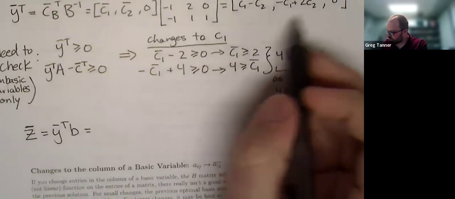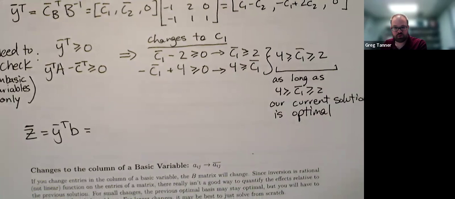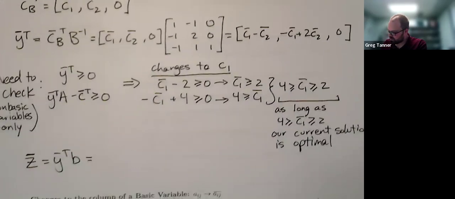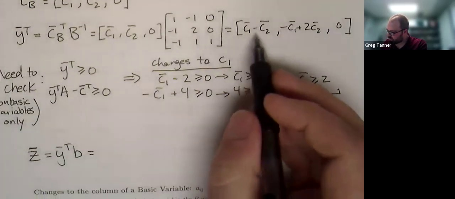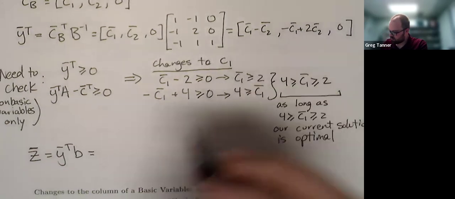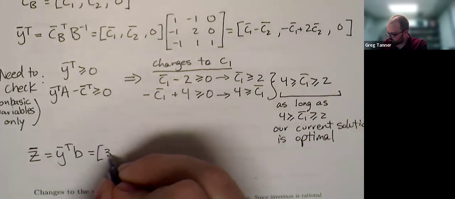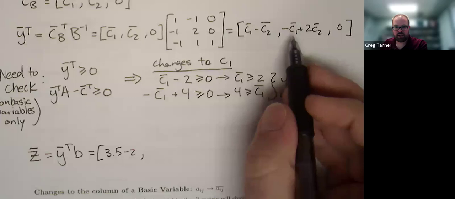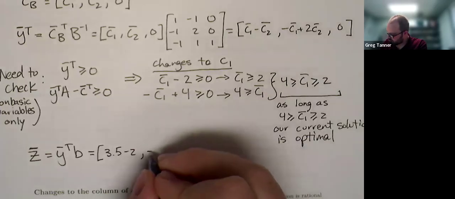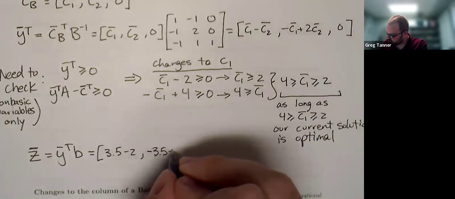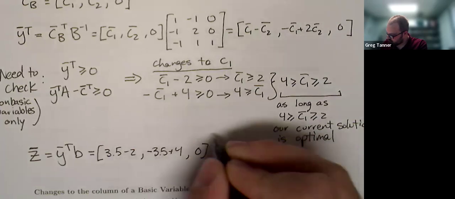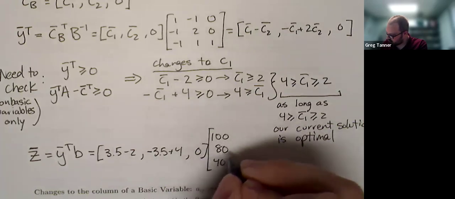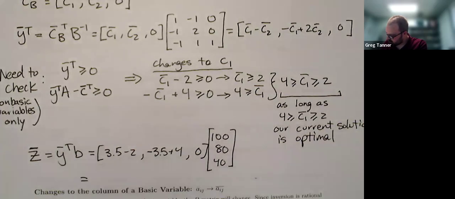Okay, and our new Y bar, well, let's do it for the specific change of 3.5. And so this is going to be 3.5 minus 2. I'll write them out. And this one will be negative 3.5 plus 2, or negative 3.5 plus 4, and 0, multiplied by our right-hand sides of 100, 80, and 40.